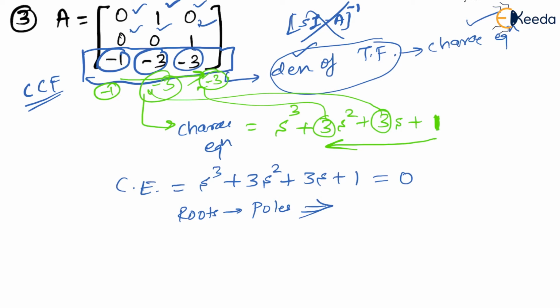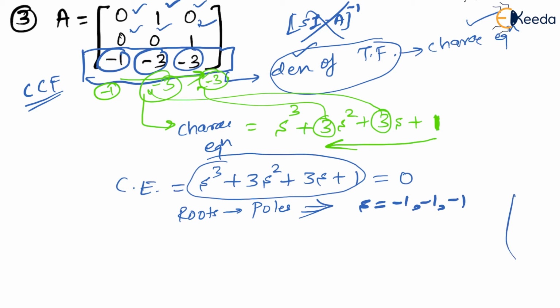What are the poles? If you just place this in your scientific calculator, you will get the answer to be s equal to -1, -1, -1. So these are the three poles, which means all three lie at -1. Where are they lying? They are lying in the left half of the s plane, which means the system is stable.